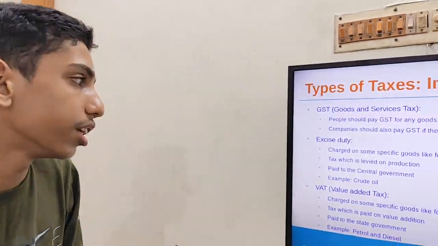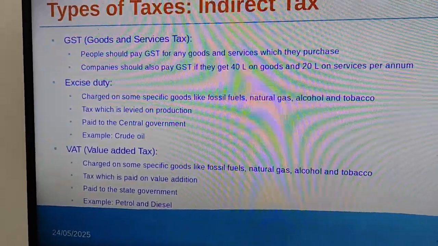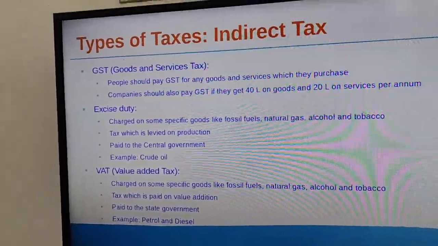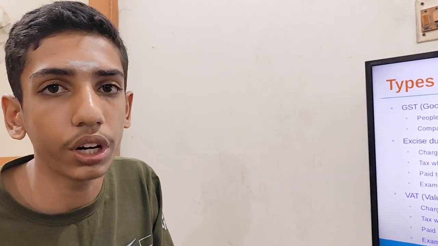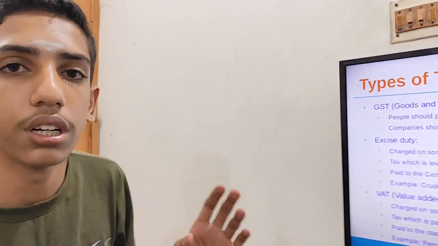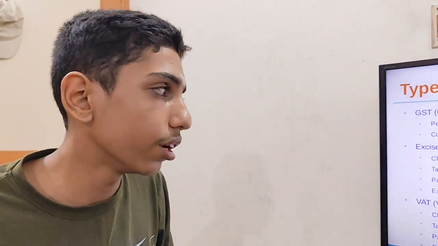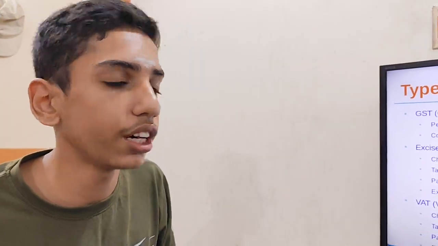And the second example is excise duty, which is charged on fossil fuels, natural gas and sin goods like alcohol and tobacco. And this tax is levied on production. Like if we get crude oil, it is the initial stage of that oil. For that we have to pay excise duty, and this is paid to the central government.